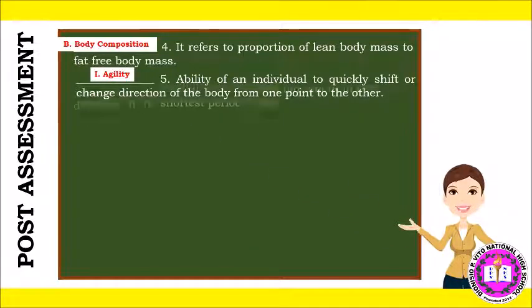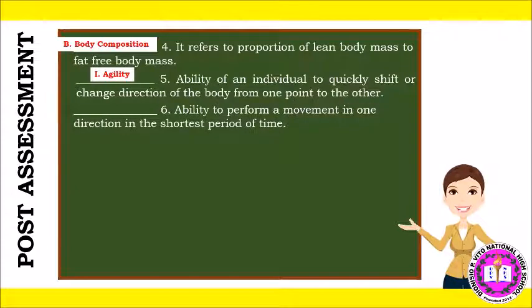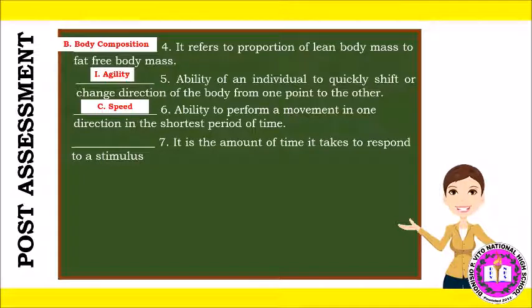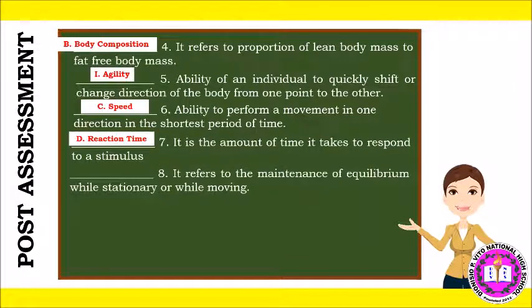Number 6. Ability to perform a movement in one direction in the shortest period of time. That was speed. Number 7. It is the amount of time it takes to respond to a stimulus. The answer is reaction time. Number 8. It refers to the maintenance of equilibrium while stationary or while moving. The answer is balance.